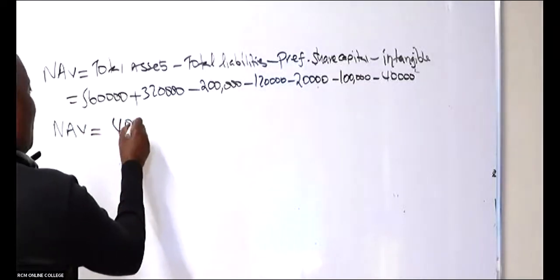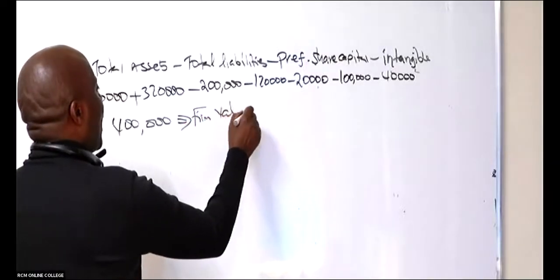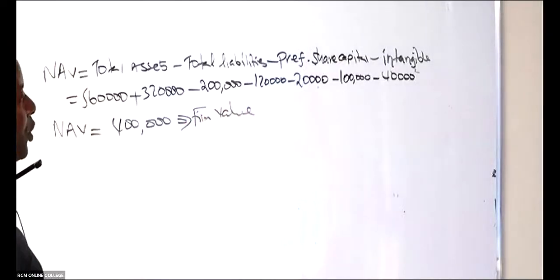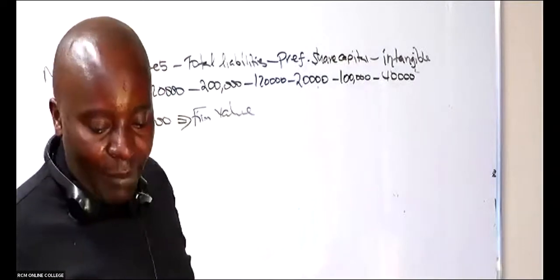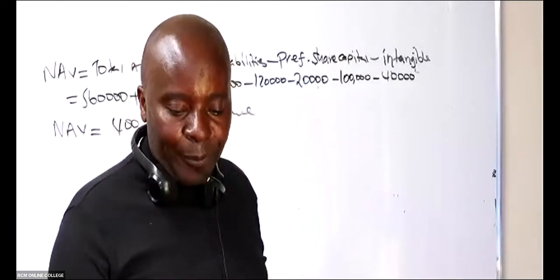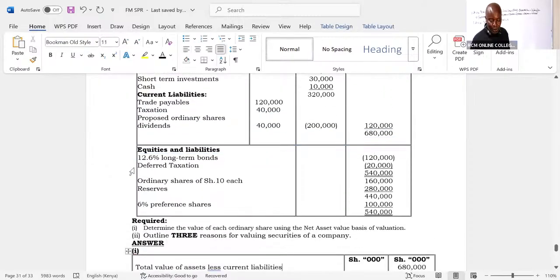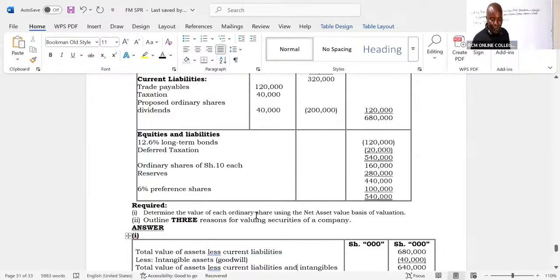So this is the value of the firm. At times they will ask you to provide the value per share, or NAV per share. If they tell me to provide NAV per share, this is what I shall do. If you look at this question, they want me to give them the value of each ordinary share using the NAV.